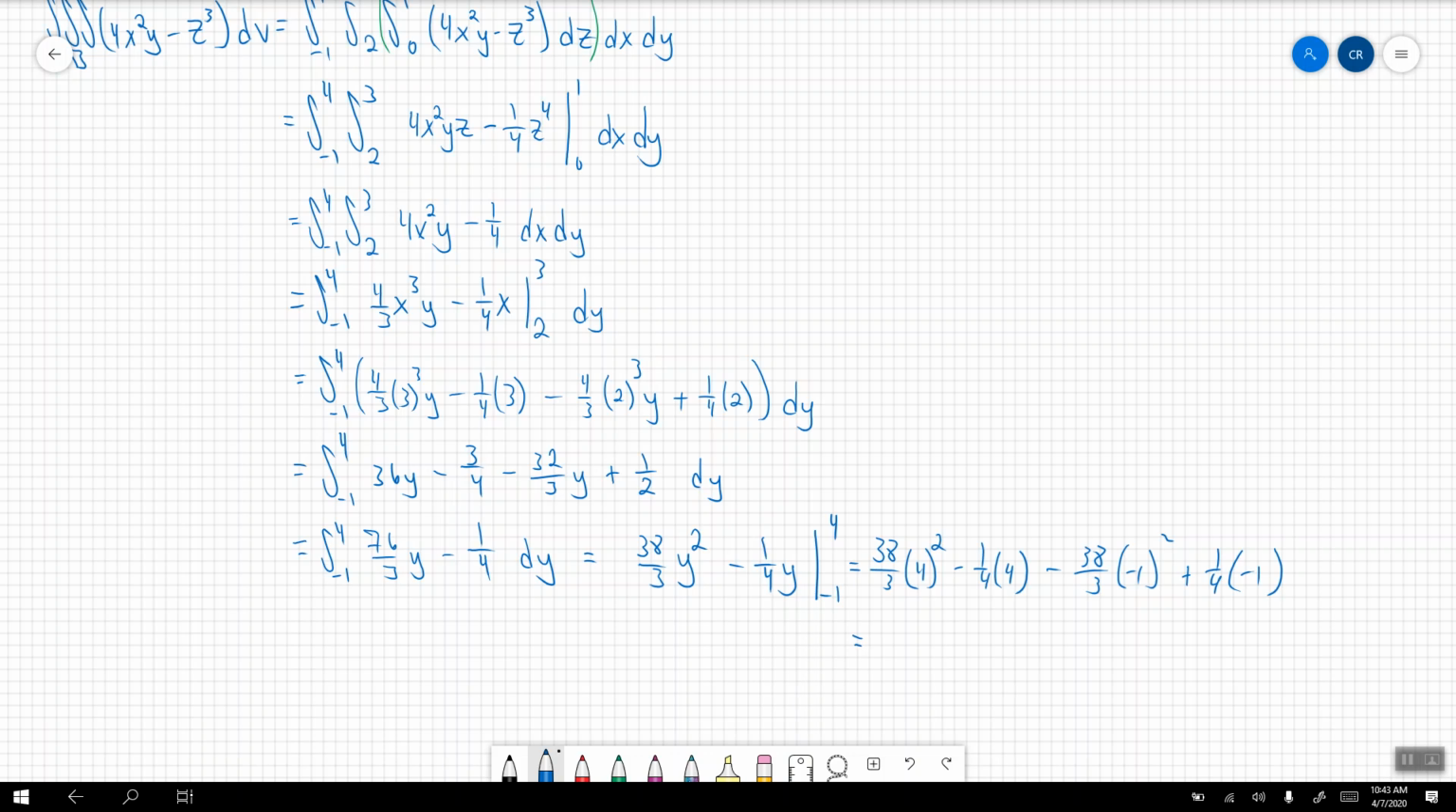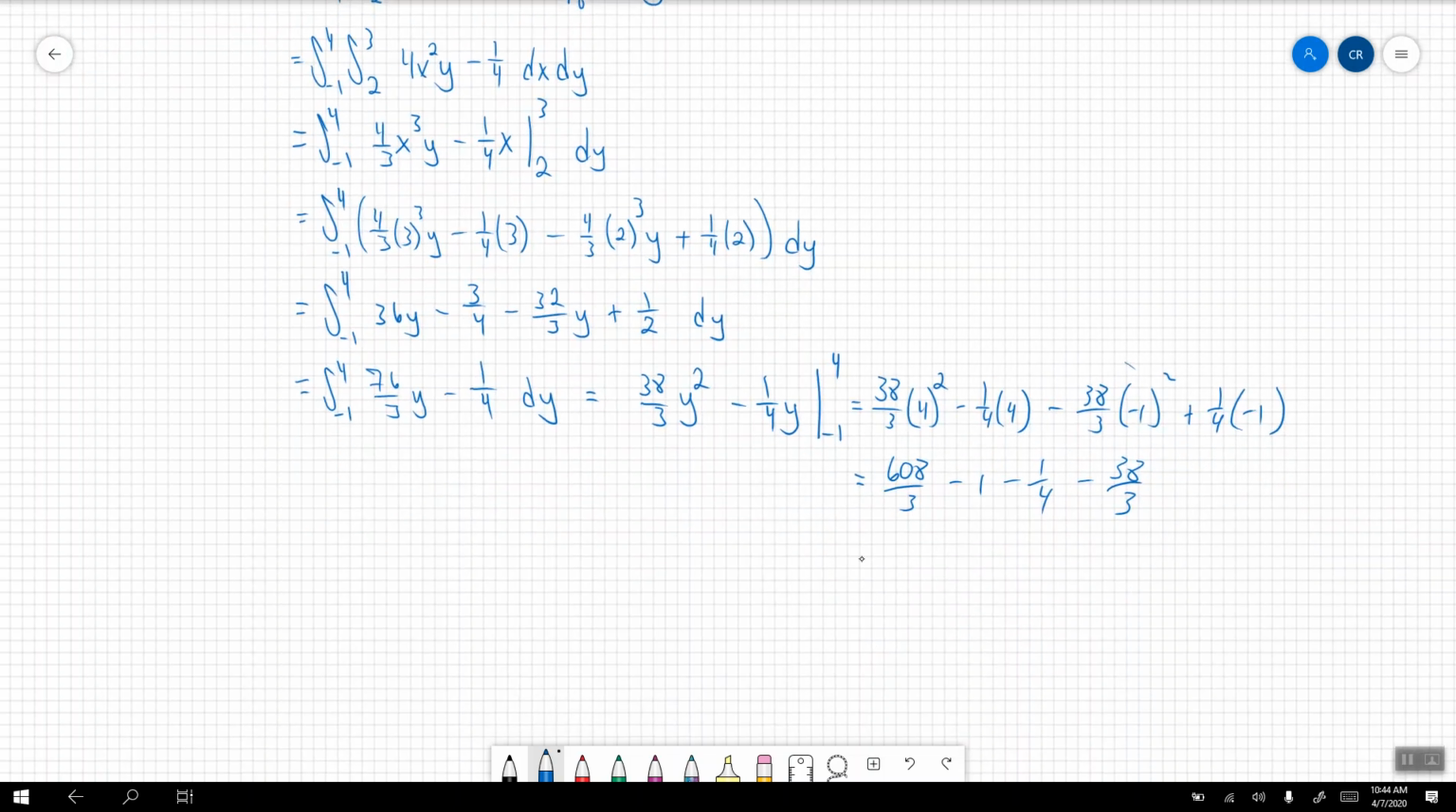Alright, so let's go through. I'm going to go to my calculator and see what I get here, because these two are going to give us some really large number. So I got 38, I'm going to multiply that by 16, and divide that by 3. So for the first one I get 608 divided by 3. This next one I get -1, or sorry, -1/4. And on this one I get -38/3. Perfect.